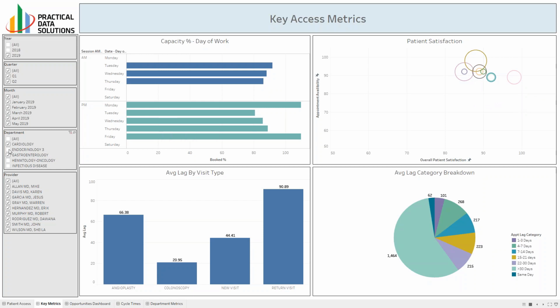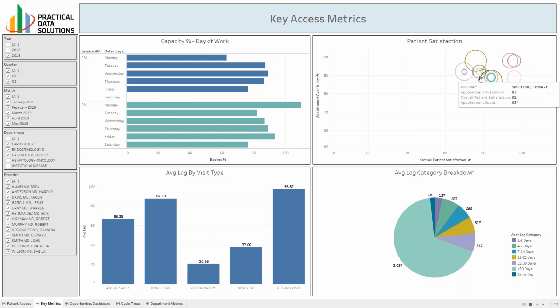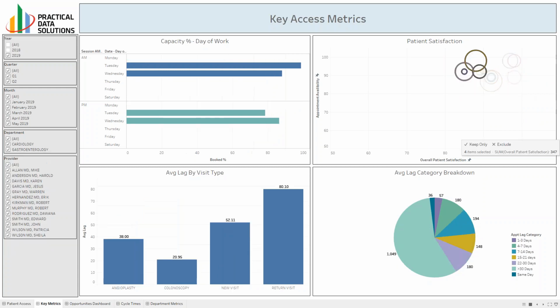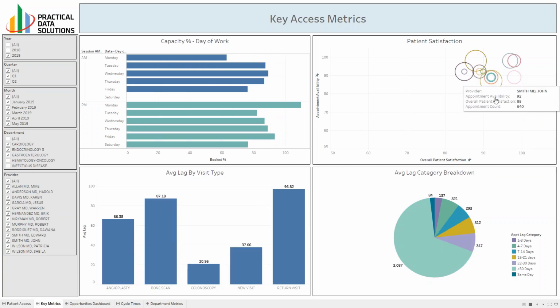And what we're looking at up above is patient satisfaction by individual provider. You can see who are the ones who are doing well versus the ones who are maybe not doing so well. And you can look at the differences in capacity between those providers who aren't doing as well versus the ones who may be.